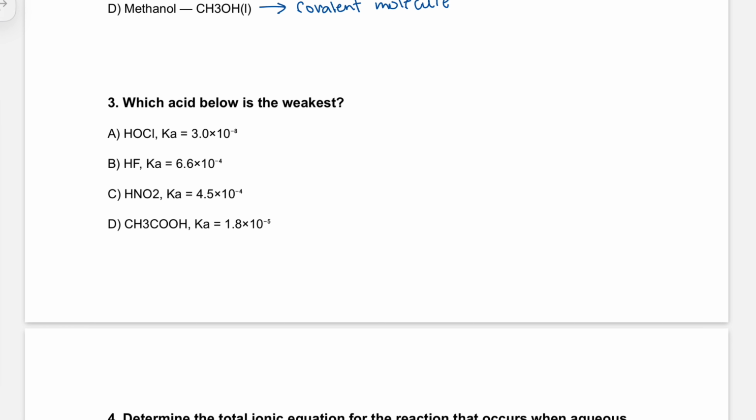Next, which acid below is the weakest? They've given us all of these different acids and also the Ka value, the coefficient of ionization. So first we have to understand where this Ka value comes from. This is the standard equation that we use, and the equation is the concentration of the products over the concentration of the reactant.